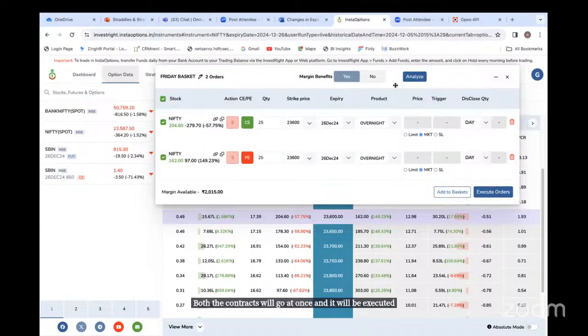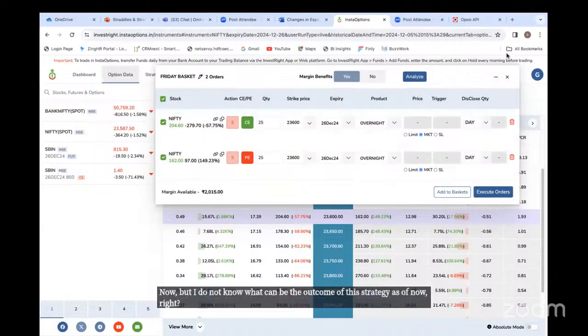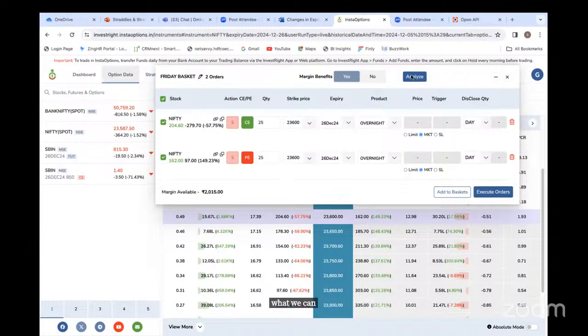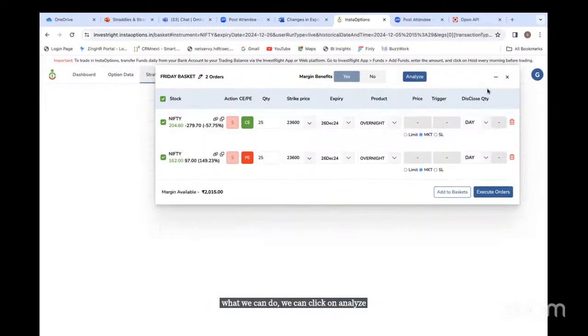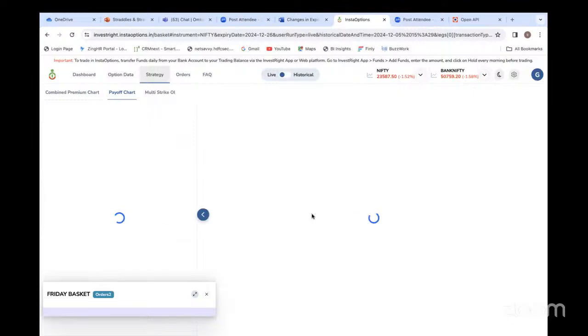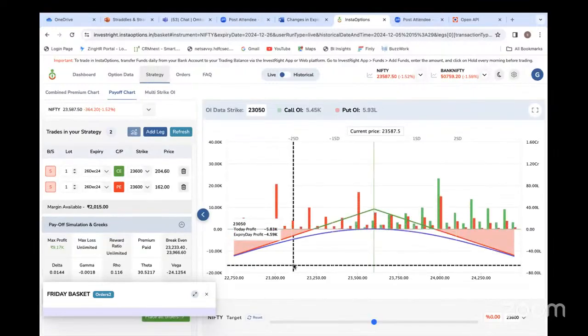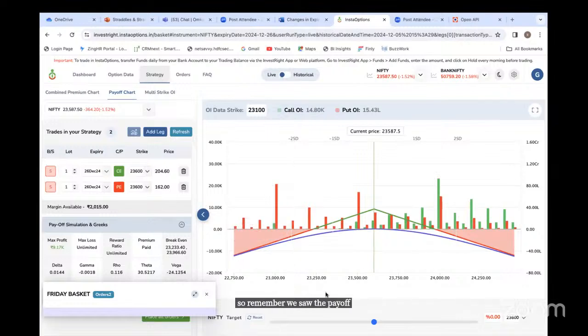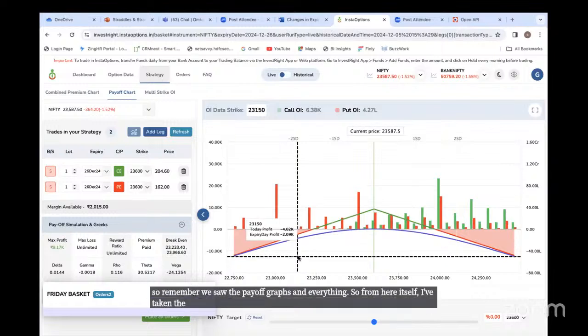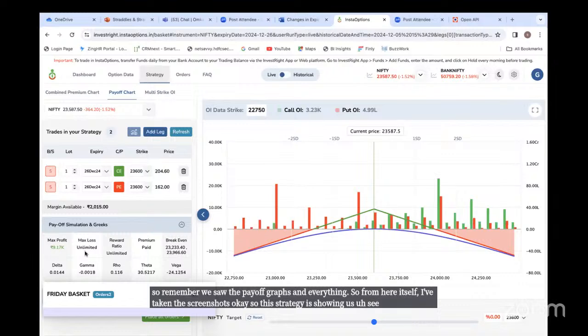Now, I do not know what the outcome of this strategy can be as of now, right? I would like to see that. What we can do is click on Analyze. Remember we saw the payoff graphs and everything. From here itself, I've taken the screenshots. So this strategy is showing us, see, this is the strategy summary.